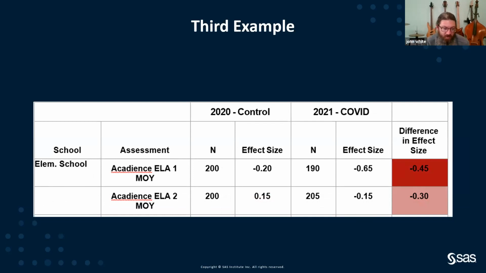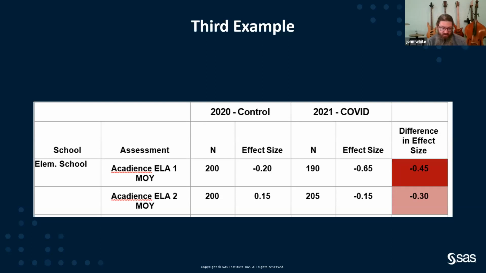So in this example, we have a grade 2 and grade 1 MOY data for this specific elementary school, where you can see that the COVID group fell short of their pre-pandemic expectation more than the control group did. You will not always see negative values in this difference in effect size column. Sometimes there will be values more towards 0 or values that are positive.